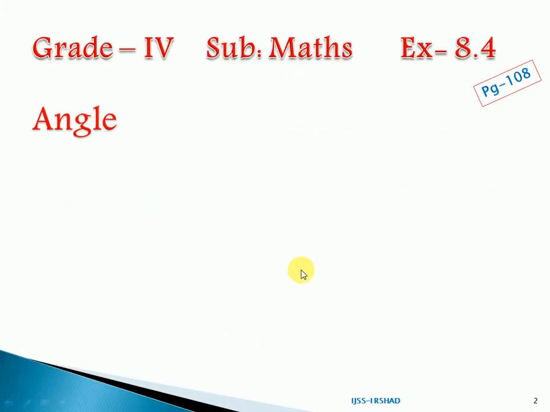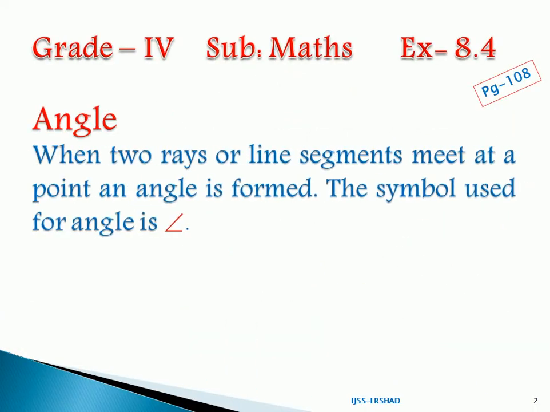Angle. Already I have told you about angle. What is angle? In the previous class we have already discussed it. When two rays or line segments meet at a point, an angle is formed. The symbol used for angle is this, you can see with the red color I have drawn. So, when two rays or two line segments meet at a point, an angle is formed.